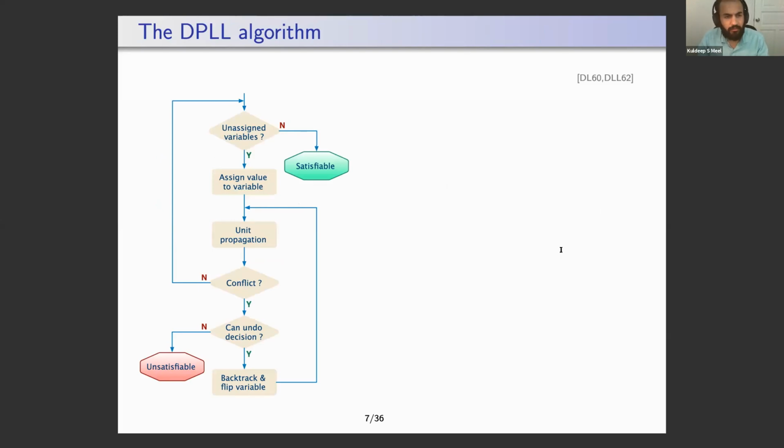You have a set of Boolean variables. You pick one of the variables, you assign a value to it, and then you ask, does it propagate something else? From this, can I deduce that certain other variables should take a fixed value? If yes, you do the propagation. At some point, you might detect that the current assignment does not satisfy the formula. So you go back, and you keep doing this until you either have exhausted all the possibilities or you have indeed found an assignment that satisfies the formula.